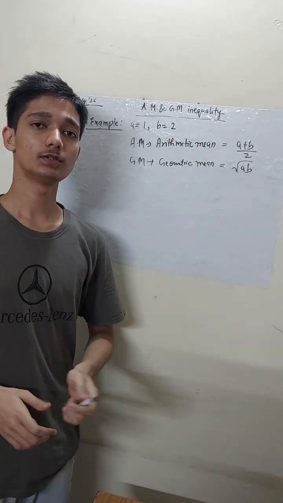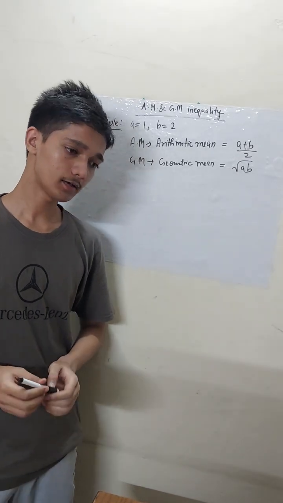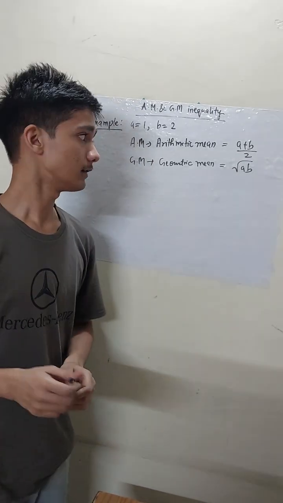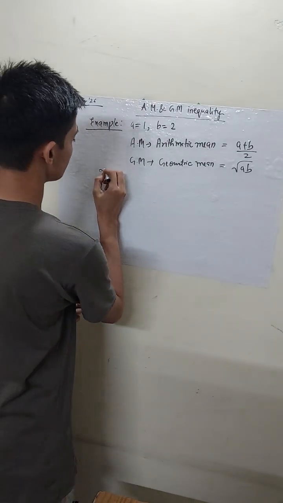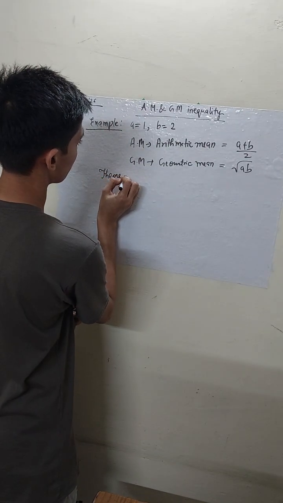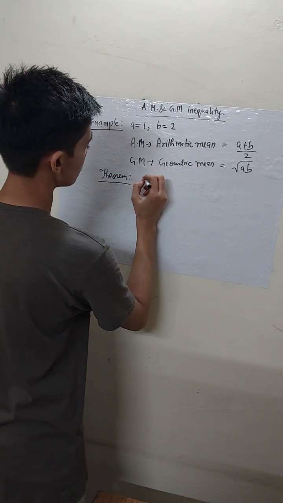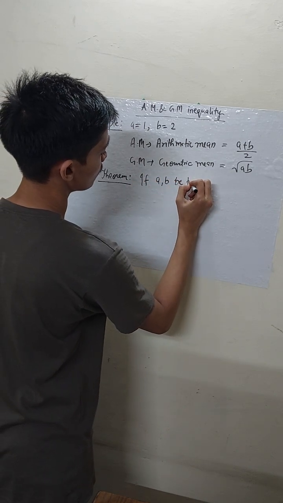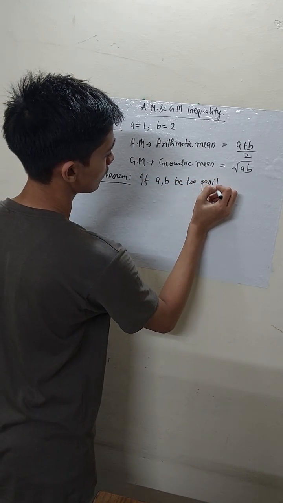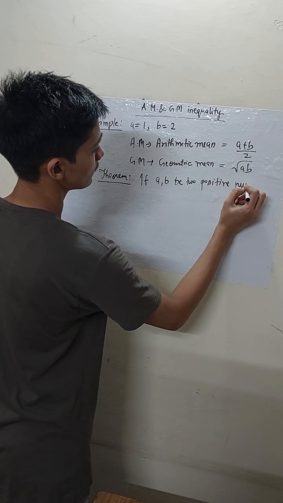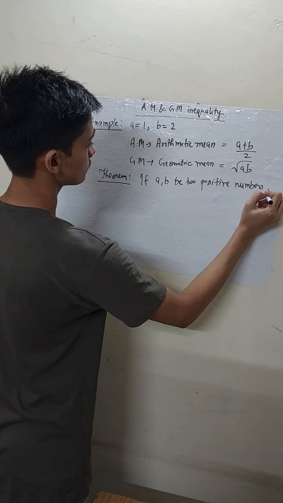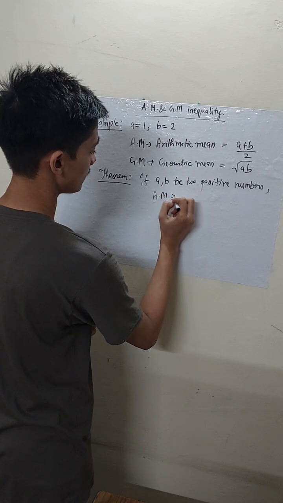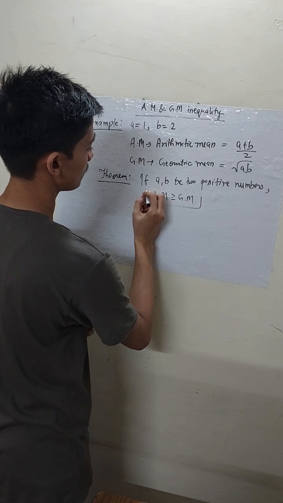And here is a famous result contributed by these two, AM and GM, which says that the arithmetic mean is greater than or equal to the geometric mean. So this is a famous theorem which says that if A and B are two positive numbers, then AM is greater than or equal to GM.